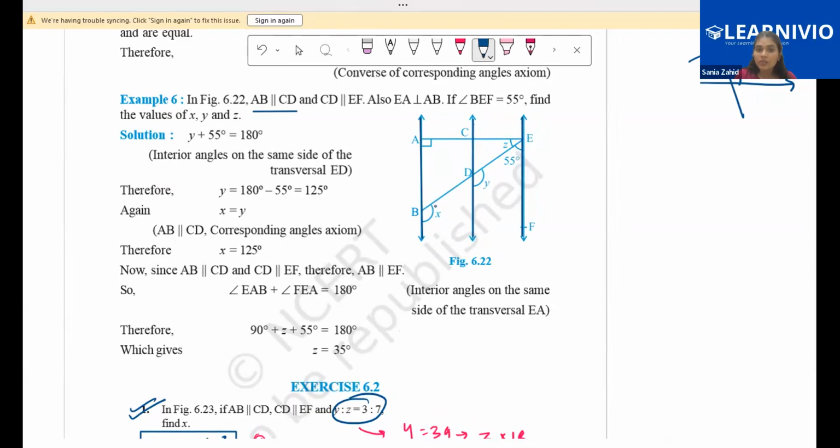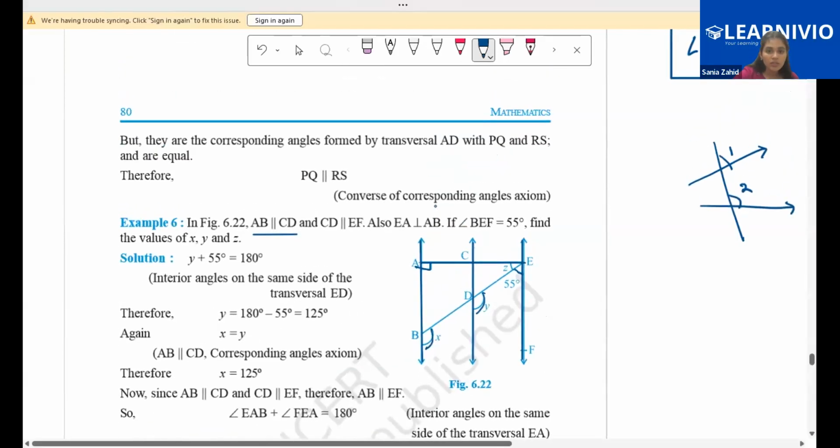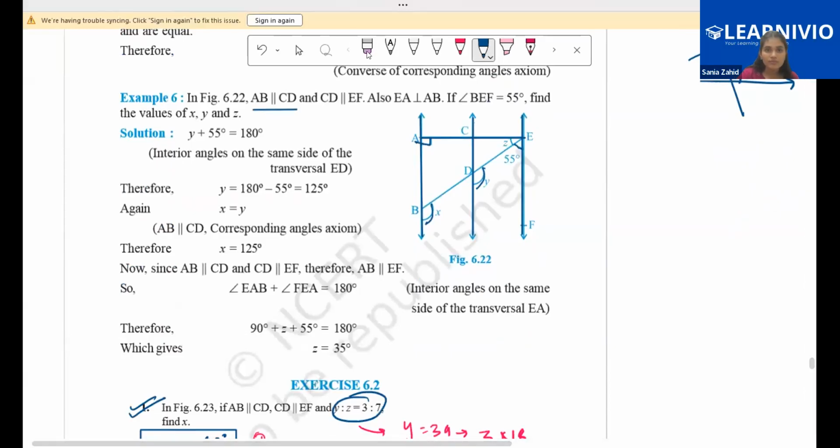EA is perpendicular to EB. So this line is perpendicular, that means this is a right angle. Angle DEF they have given you as 55 degrees. Find the values of X and Y. Now children, you have to find the value of X and the value of Y, and you will do it not looking at the solution.